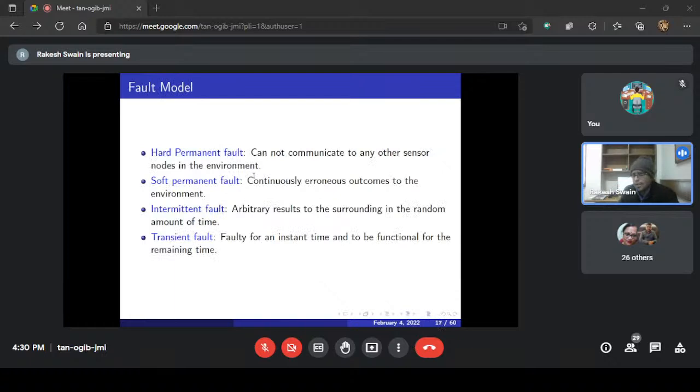Then the fault model. I have taken hard permanent, soft permanent, intermittent, and transient faults. I have already discussed these: a hard fault does not respond to the network; a soft permanent fault responds with erroneous data; an intermittent fault gives arbitrary results to its surroundings; and a transient fault is very instantaneous, giving a faulty result for a short time. So that is my fault model.